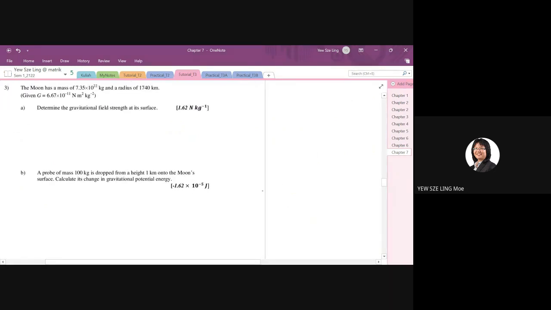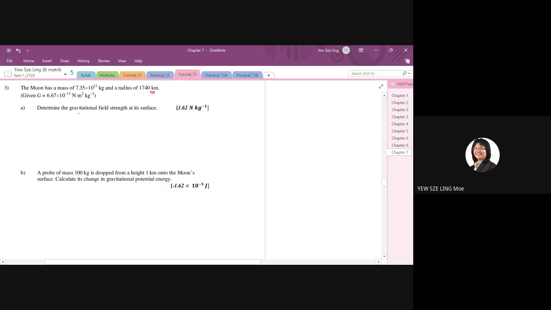So the moon has a mass of 7.35 times 10 to the power of 22 kg and a radius of 1740 km. So once again, you have the unit in terms of km. In this chapter, you have to be extra careful because the distances we use are very large. Therefore, the unit is usually not in SI unit, so you yourself need to convert it into SI unit.